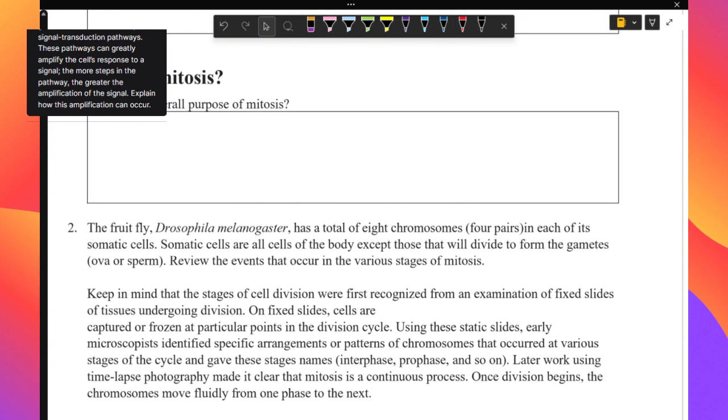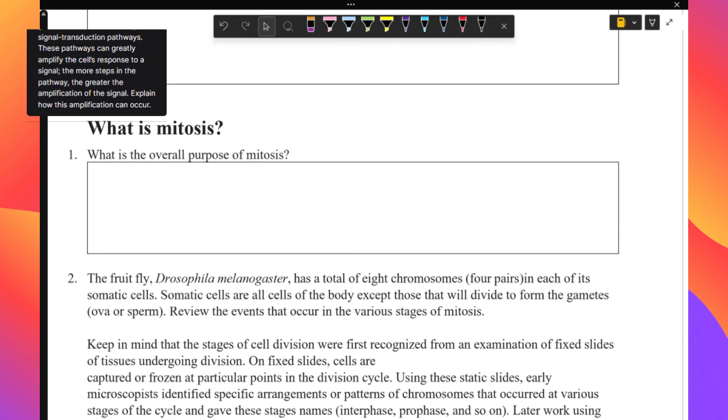All right. If you have any questions about signal transduction, drop it in the chat. I will answer what I can here. We're going to move on to the cell cycle.